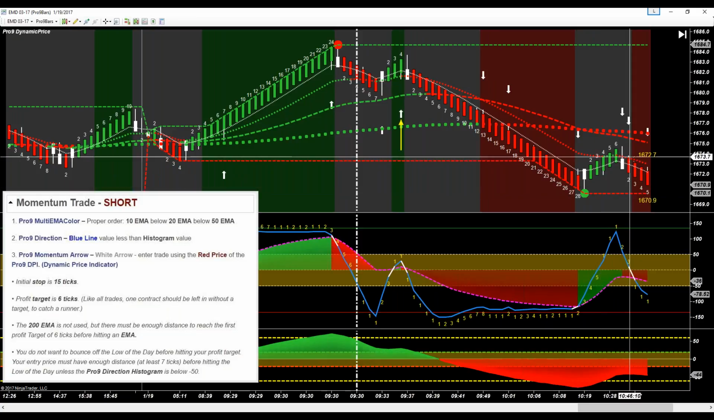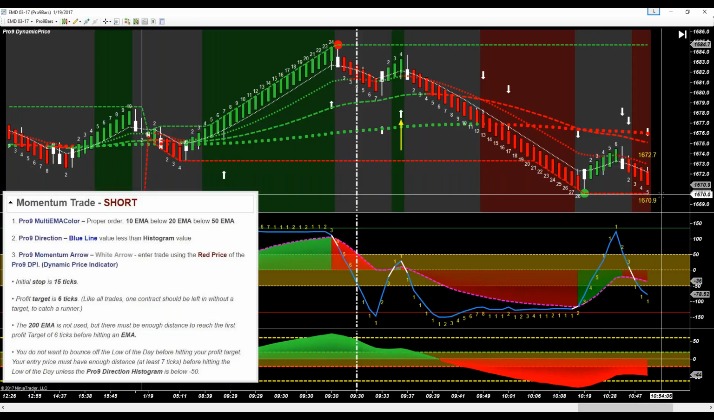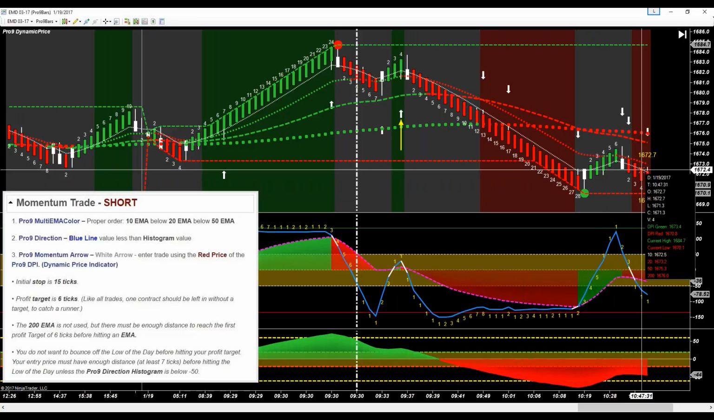And then we have another momentum entry, and we are a little close to the low of the day. So in this case, I do want to be aware of where my low is, just to make sure I have enough space. So my entry is 6070.8, and the current low is 6070.1. So I have 7 ticks of space, which is enough room for me to enter the trade.